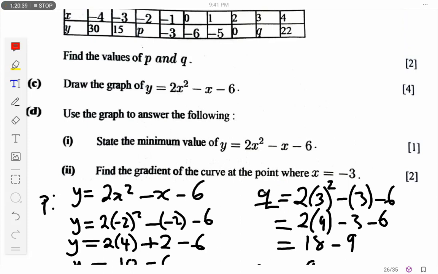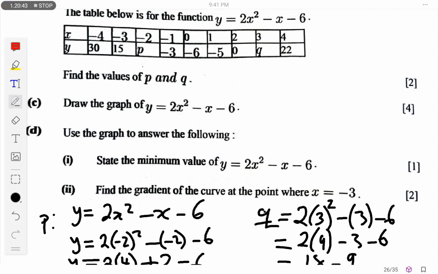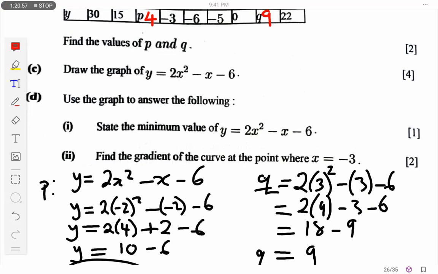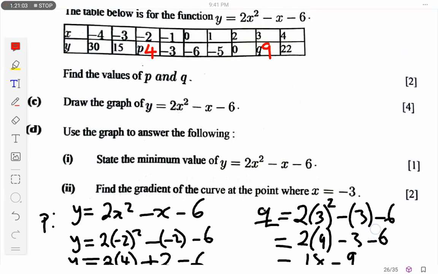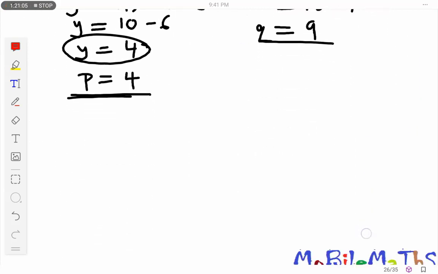Now they are saying draw the graph of y is equal to 2x squared minus x minus 6. So it means we are going to use these values. We are going to use these values and say also our p is a 4 here, and our q is a 9. Okay, like that. So let's use those values. Fine. I'm going to draw the scale first.